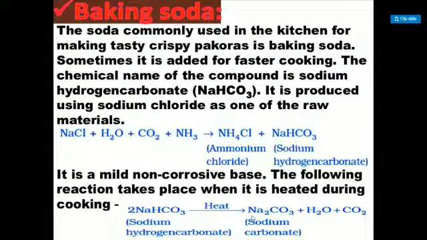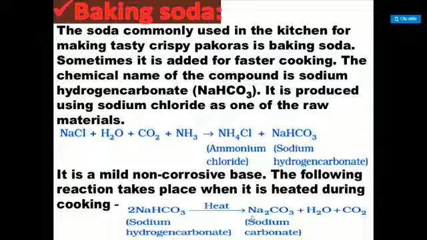Next compound is baking soda. The soda commonly used in the kitchen for making tasty, crispy pakoras, baking soda, you know that. Sometimes it is added for faster cooking, for swelling the grams or other pulses. The chemical name of the compound is sodium hydrogen carbonate or sodium bicarbonate. NaHCO3 is the formula. It is produced using sodium chloride as one of the raw materials.